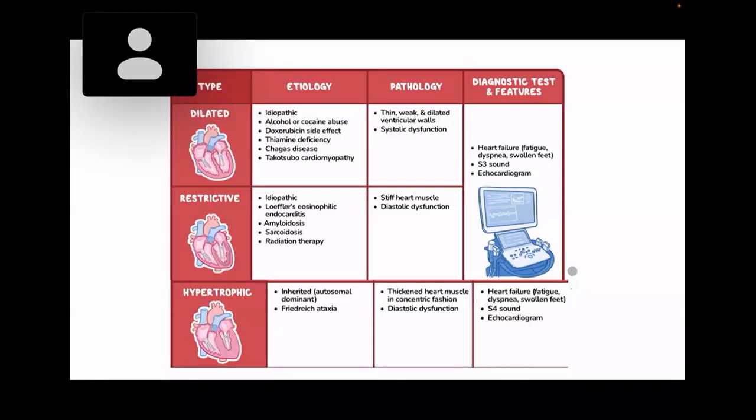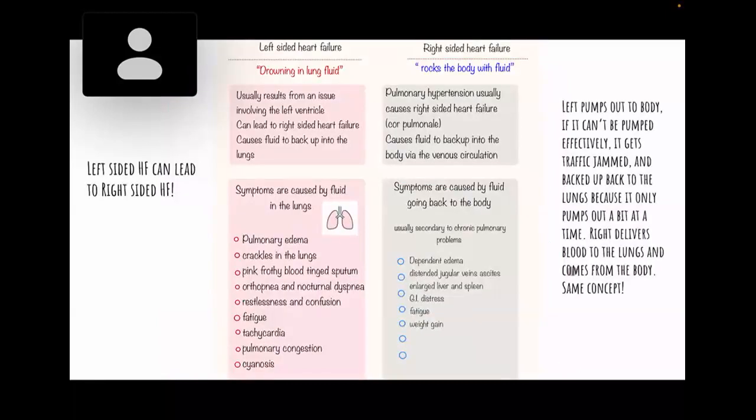Like with hypertrophic, we'll see some diastolic issues, as well as restrictive. Meanwhile, our dilated will be systolic. But aside from those little things and what you might have learned in class, really big picture, cardiomyopathy will lead to heart failure in a way. So what are we going to see with heart failure? We've got left-sided heart failure versus right-sided heart failure.